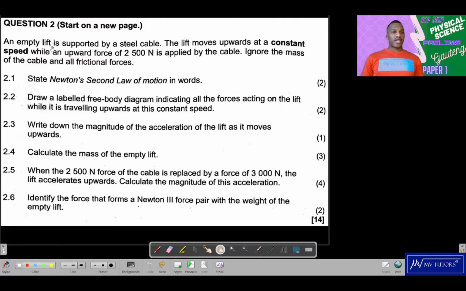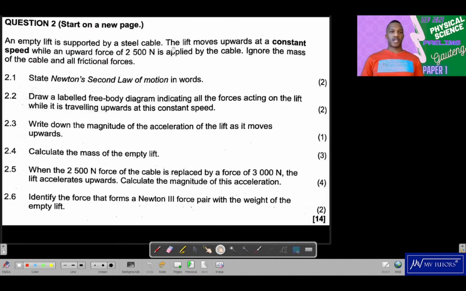Okay, so it says an empty lift is supported by a steel cable. This is question number 2. You've already done question number 1 with my wife. The lift moves upwards at a constant speed while an upward force of 2,500 newtons is applied by the cable. Ignore the mass of the cable and all frictional forces.